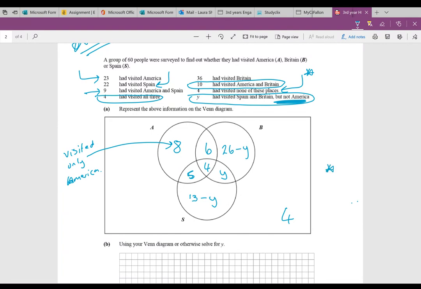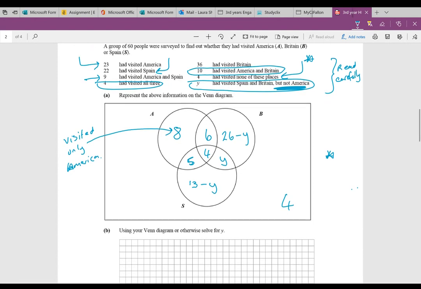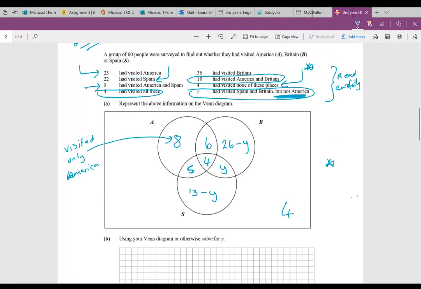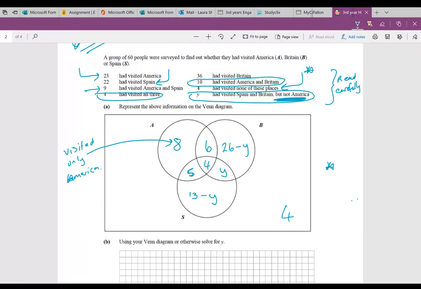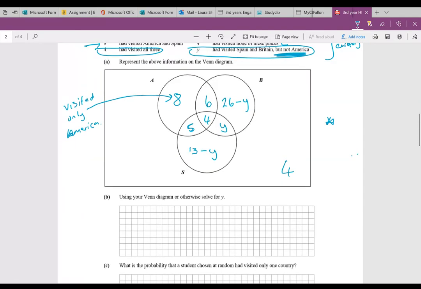Being able to fill it out properly and read this information, okay? So you've got to read it carefully and literally, okay? It then says to use your Venn diagram to solve for y. Everything in there should add up to 60, okay? Because he says 60 people all add to 60. Okay, so all sections.